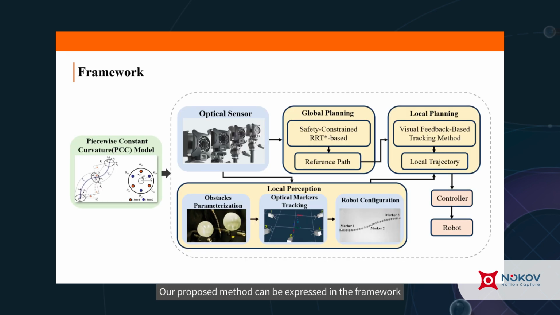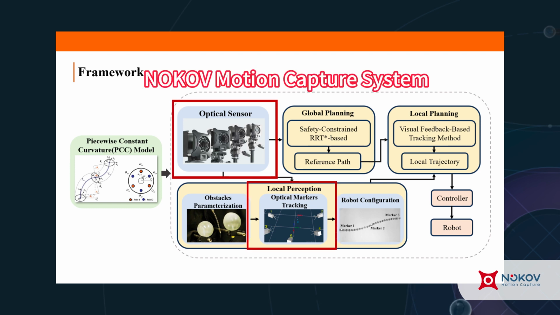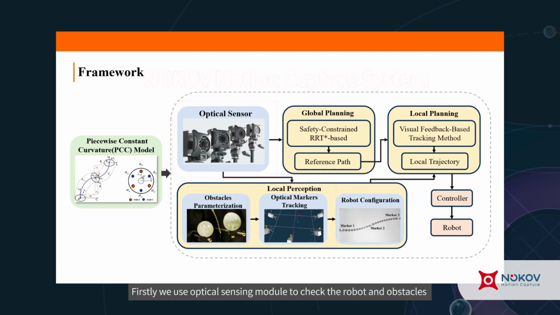So our proposed method can be expressed in a framework. We first use the piecewise constant curvature method to construct a model representation of the robot, and then we substitute the model into the planning framework. The planning framework consists of three components. Firstly, we use an optical sensing module to track the robot, with an optical motion capture system and markers in the environment. By combining the PCC method with sensor data, we can obtain the robot configurations and obstacle information.